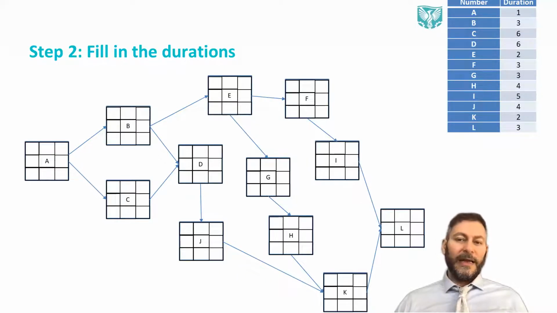Activity A needs 1 day, activity B needs 3 days, activity C needs 6 days. So you just add them. So this is activity A, 1 day; B, 3 days; C, 6 days; D, 6 days; E, 2 days; F, 3 days; G, 3 days; H, 4 days; I, 5 days; J, 4 days; K, 2 days; and finally activity L, 3 days. Should be straightforward, but here's the issue.